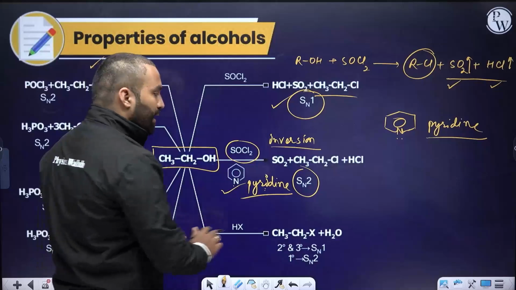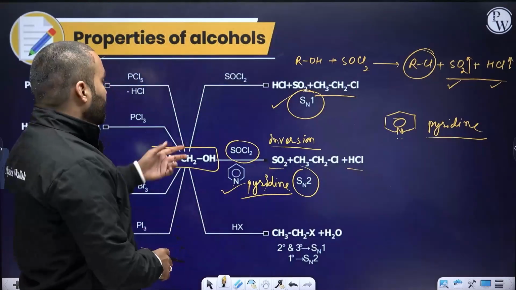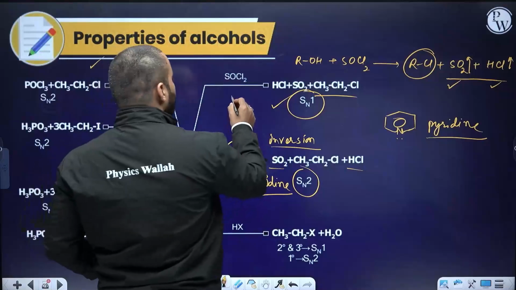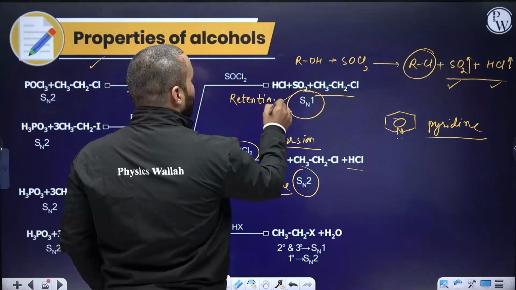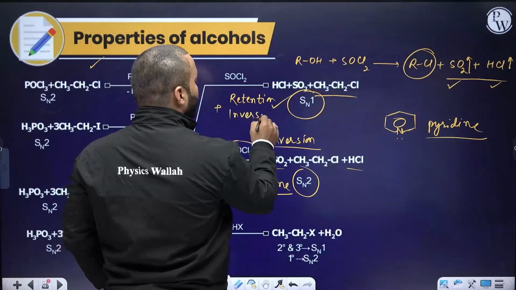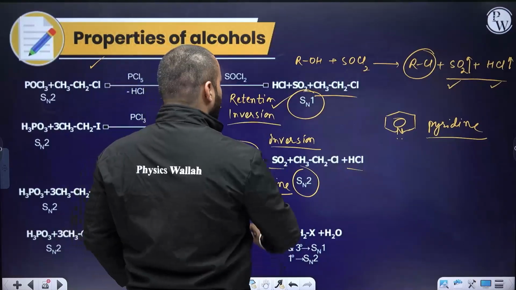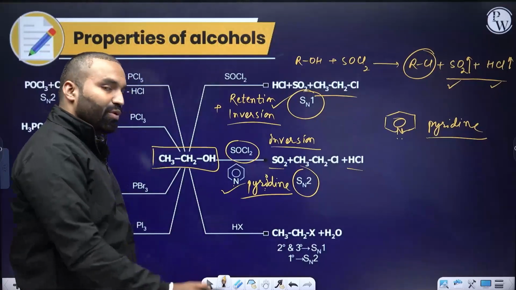Okay. Again, the products obtained are H2, SO2 and HCl. But here you will be having retention plus inversion, because it's an SN1 reaction. But if you want to have 100% inversion product, what are you going to do? You will be adding a few drops of pyridine, and you are through, you are done.